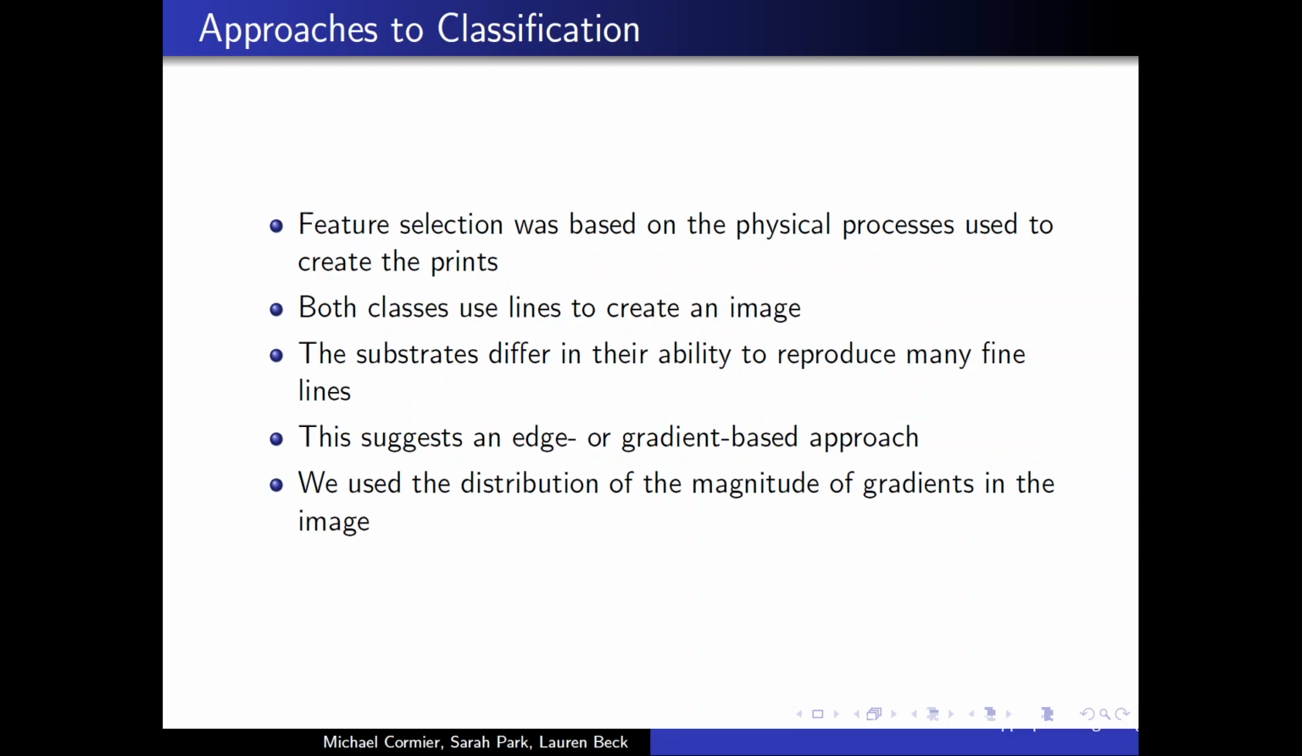Our feature selection, since we're trying to distinguish two classes based on the physical processes used to create the images, was based on these physical processes. Now, in both cases, we use lines to create an image, but the substrates differ in their ability to reproduce many fine lines. So the use of lines has to differ based on the properties of the materials. This suggests an edge or gradient-based approach. And we use the distribution of the magnitude of gradients in the image.